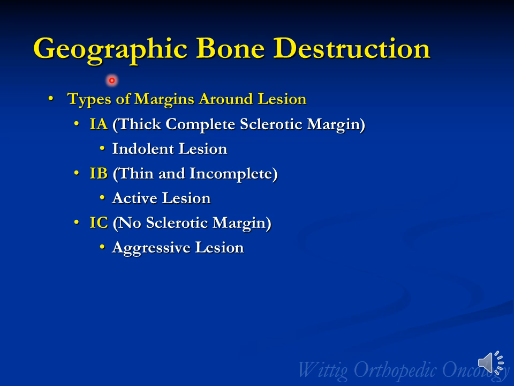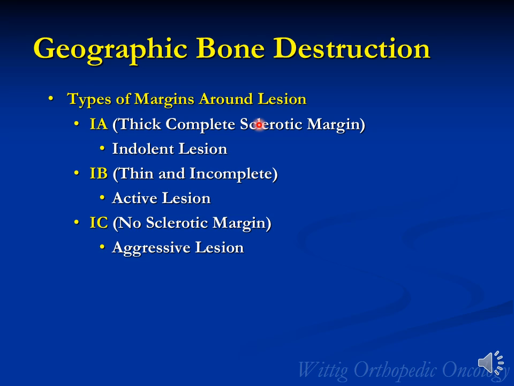When talking about geographic bone destruction, there are different types of margins that you could have around the lesion. There are generally three types of margins that have been noted by radiologists, 1A, 1B, and 1C. And these indicate the activity within the tumor. The tumor could be sitting there doing nothing or growing extremely slowly, or it could be growing rather rapidly and aggressively and destroying the bone. We call these types of margins type 1A, type 1B, and 1C.